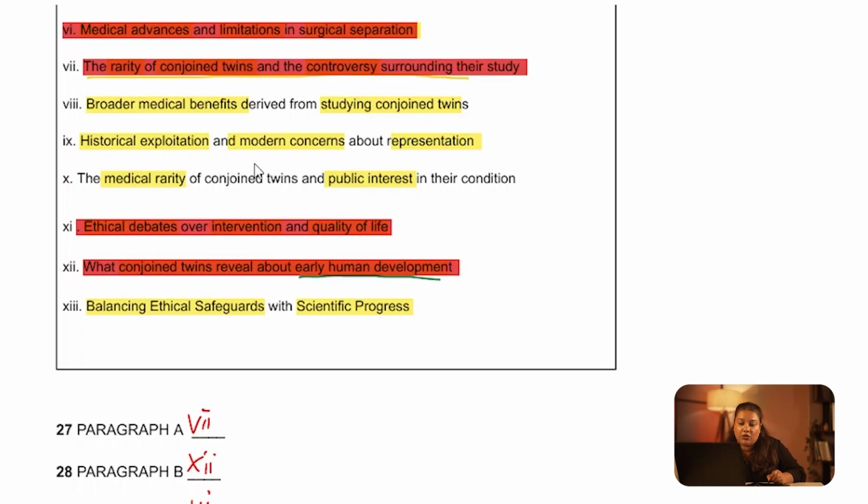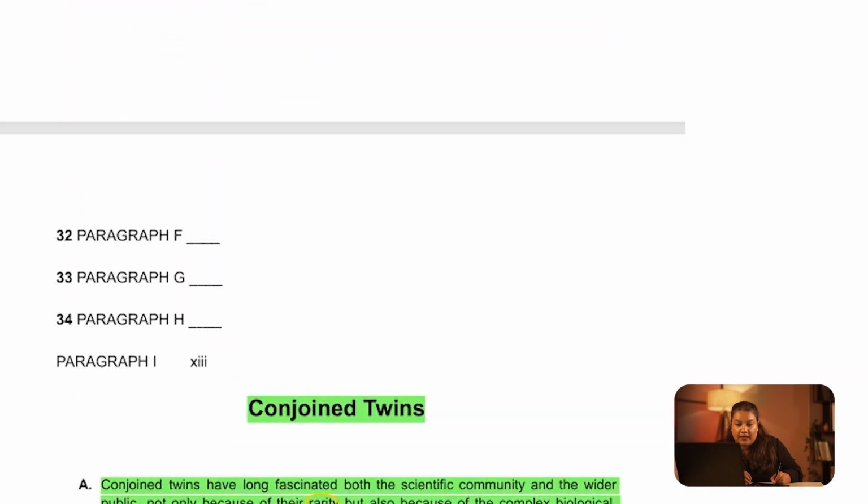Historical exploitation, not really. Medical rarity of conjoined twins and public interest, we do not have anything about it. Balancing ethical safeguard. So I'm going to be eliminating all other options. We'll stick to option number 8, broader medical benefits derived from studying conjoined twins. So we'll mark this here. Paragraph F, the answer is going to be option 8.